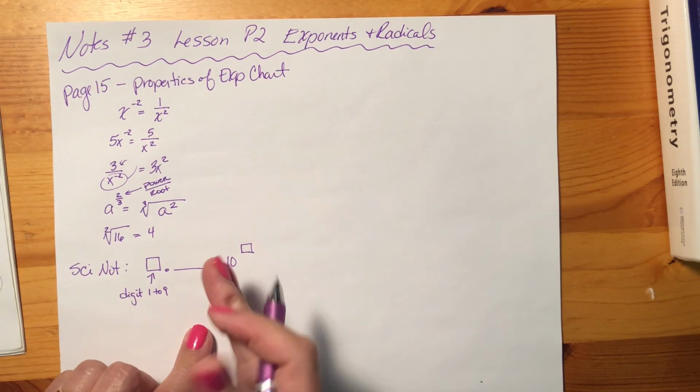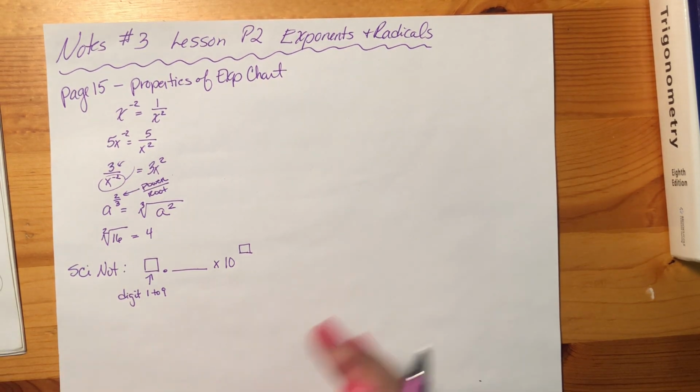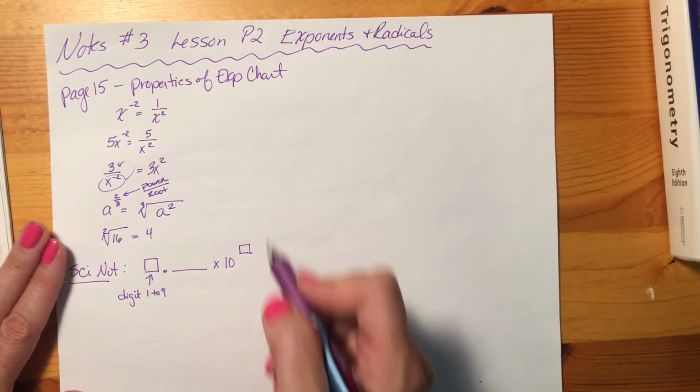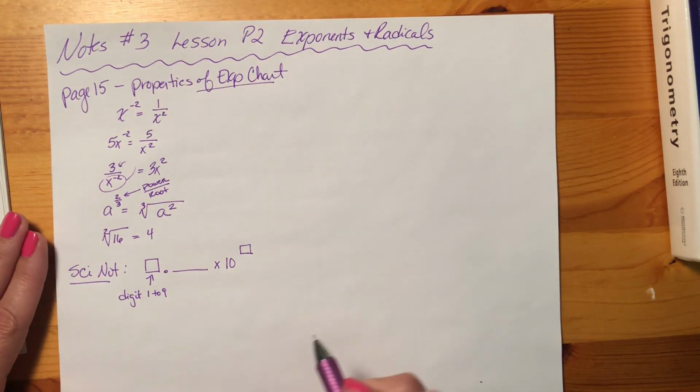And if this is positive, you're going to move your decimal point to the right, and the numbers are going to be very large. Okay, so again, scientific notation, I think you're pretty familiar with. Properties of exponents, I think you're pretty familiar with.